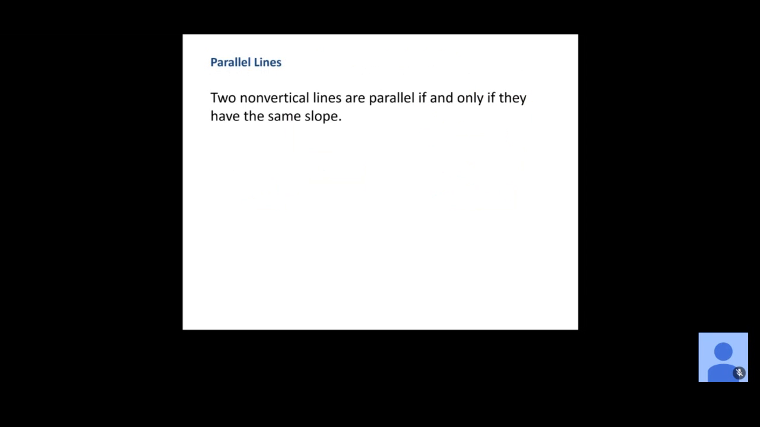All right, parallel lines. So 2 non-vertical lines are parallel if and only if they have the same slope. Okay, and so when you see this if and only if, that means that we can read this in either direction. So 2 lines are parallel if they have the same slope, and if they have the same slope, 2 lines are going to be parallel. Okay, so it doesn't matter which order I read that in, it's always going to be true no matter what.